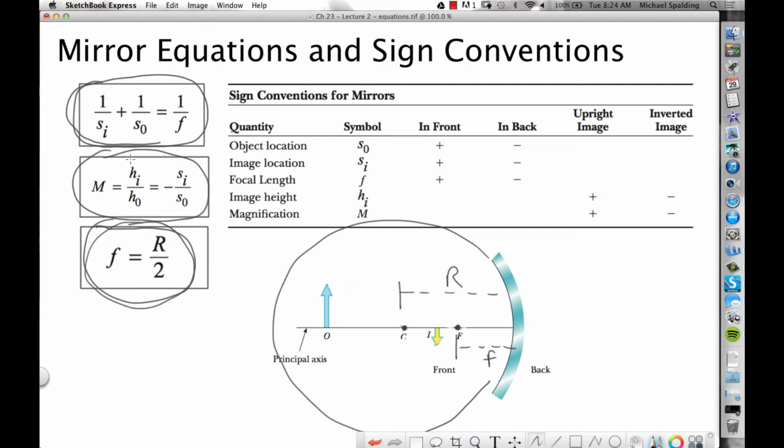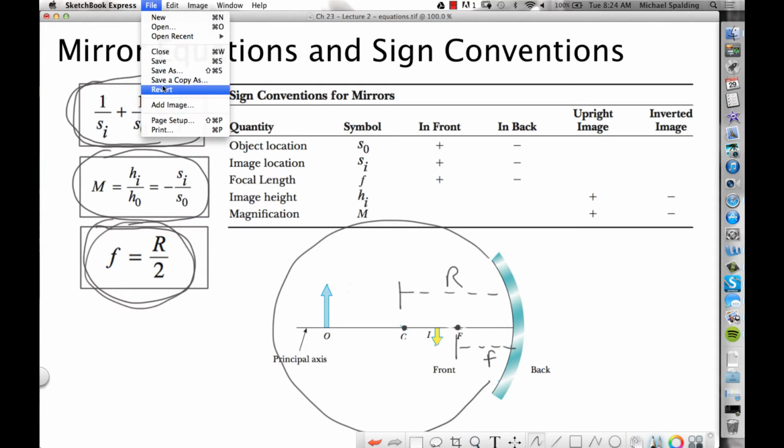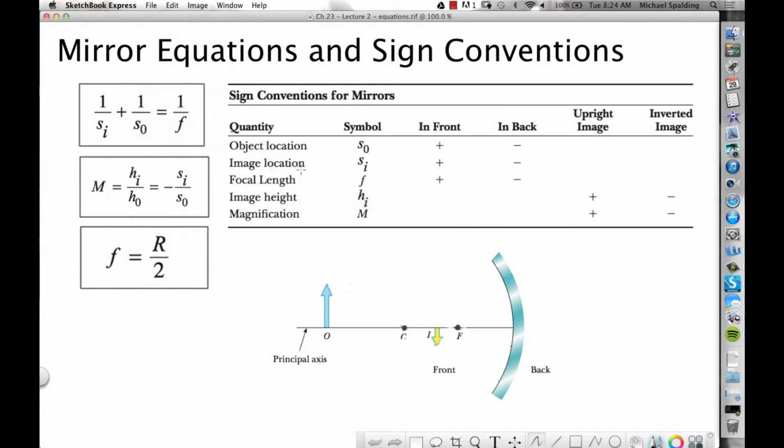Second equation, magnification. There are two equations here for magnification. This one is kind of like, no duh. You're not really going to be using this. The one you're going to be using is this second one right here.